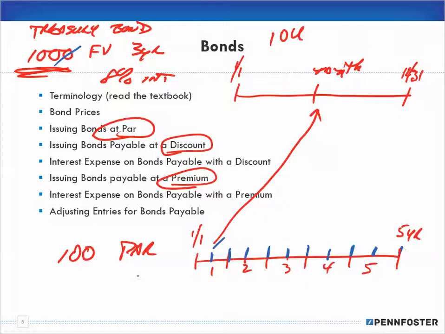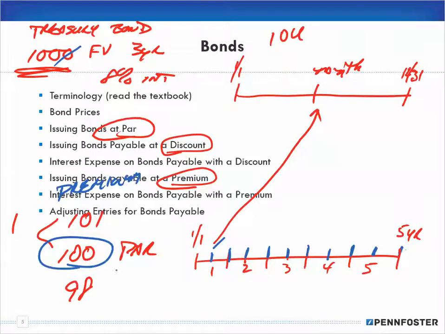Now, as I said, because it's on the secondary market, the price of that bond can go up and it can go down. It could go up to 101, or it can go down to, say, 98. If it goes up to 101, that means that the bond is selling at a premium, meaning you're getting more than the par value of that bond.